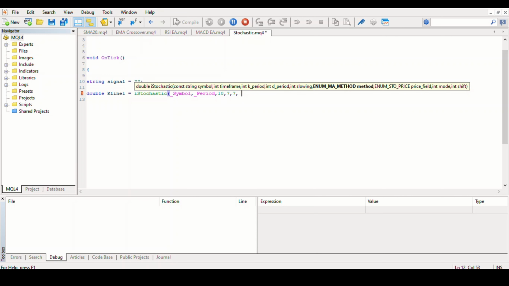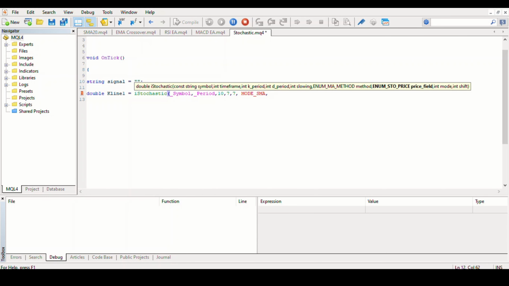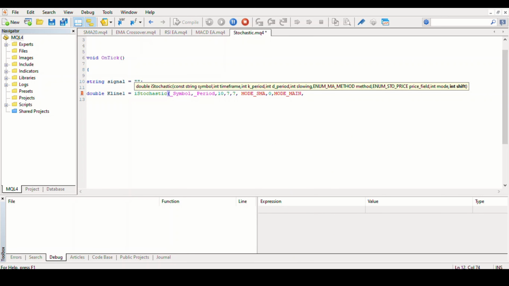And then for the mode of the moving average, we're going to be using the simple moving average. Remember when I told you that most indicators use moving averages within them? Well, the stochastic is one of them, as I said. We're going to be putting a zero here. Then MODE_MAIN. Close bracket, then semicolon.